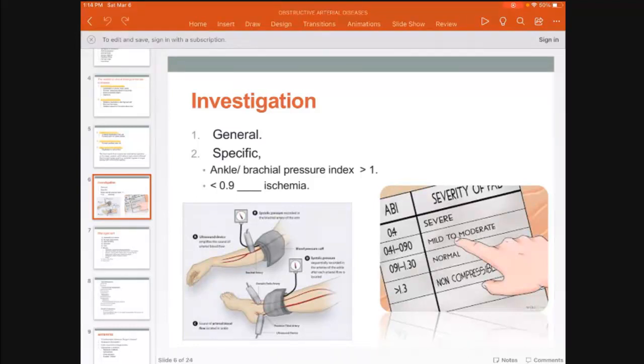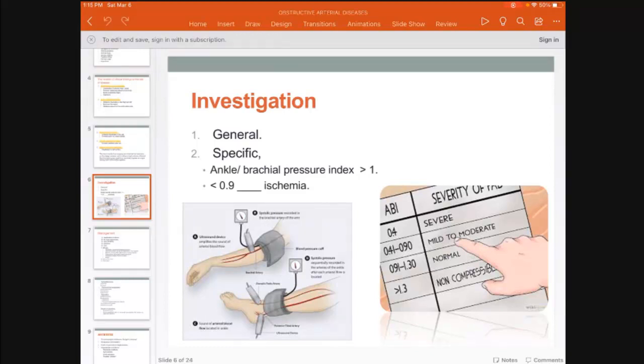It is mild when it is below 0.9 to 0.8. Moderate starts from 0.8 to 0.6. Below 0.6, it will be more severe. This is what we call critical limb ischemia.